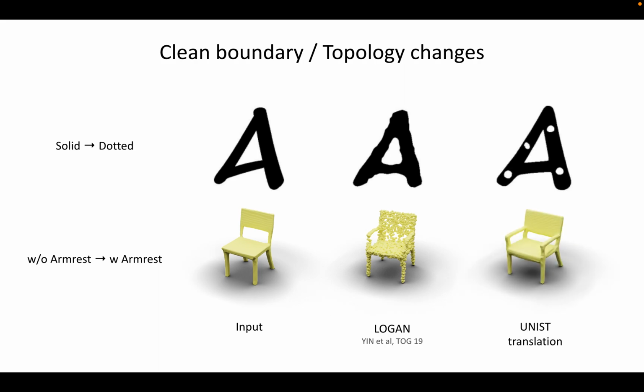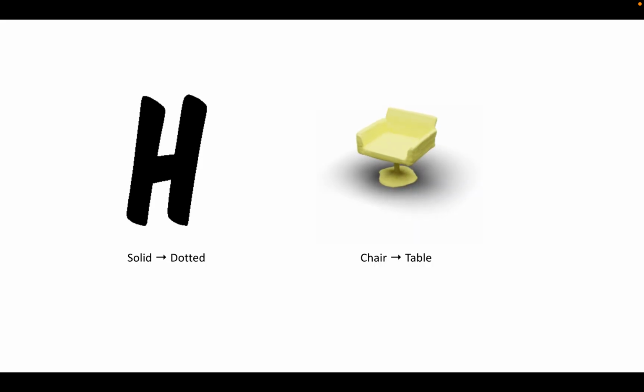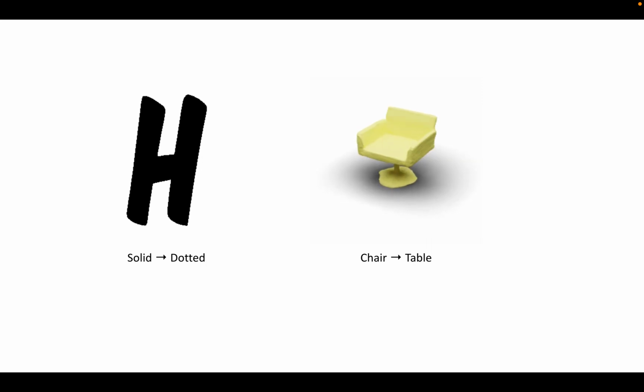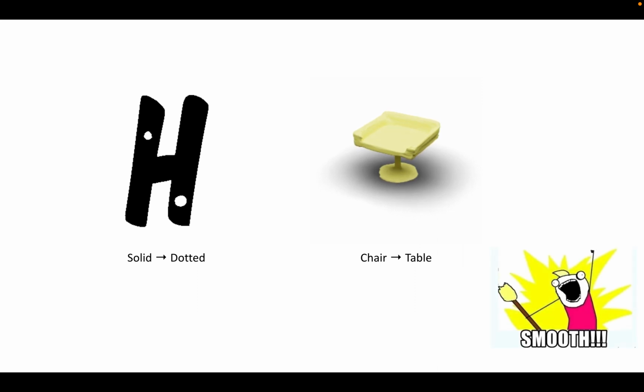With our proposed method, we are able to produce cleaner shape boundaries using neural implicit representation and better handle topology changes during translation. To achieve this, we propose UNIST, a neural network that is built on autoencoding implicit fields rather than point clouds. Our translated results are cleaner, more natural, with well-preserved spatial features and fine local details, including smooth topology changes.